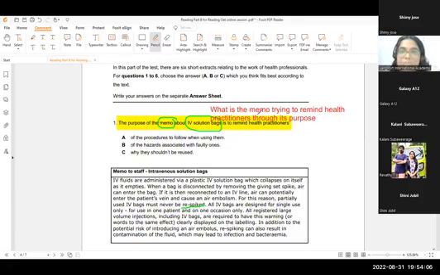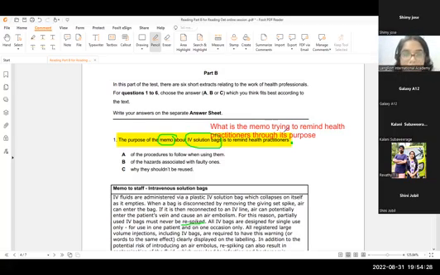All right, okay. So Jasmine, can you unmute yourself and read the question with the option? This is an incomplete question, so can you read the first option with the question? The purpose of the memo about IV solution bags is to remind health practitioners of the procedure to follow when using them. So the purpose of the memo is to remind the doctors or the health practitioners of the procedures to follow when using them.